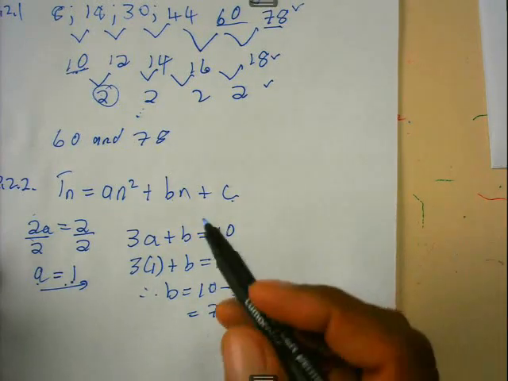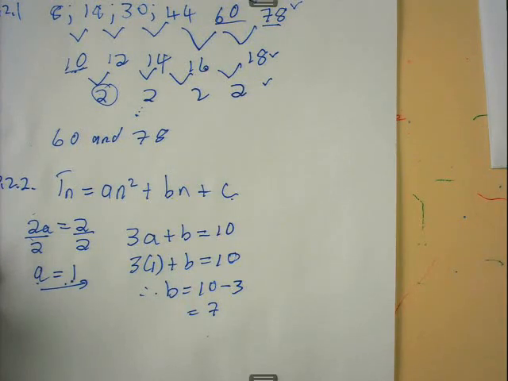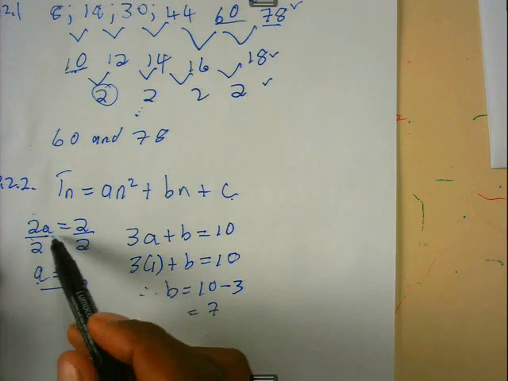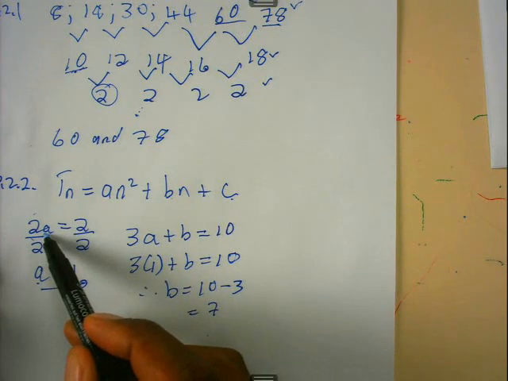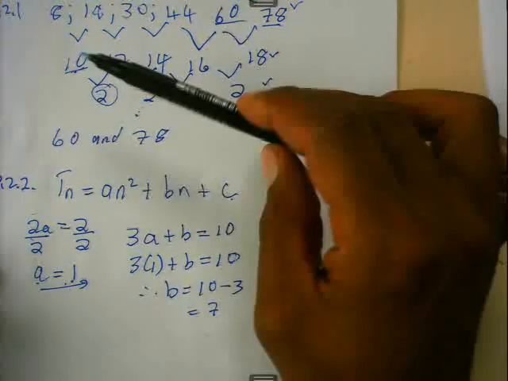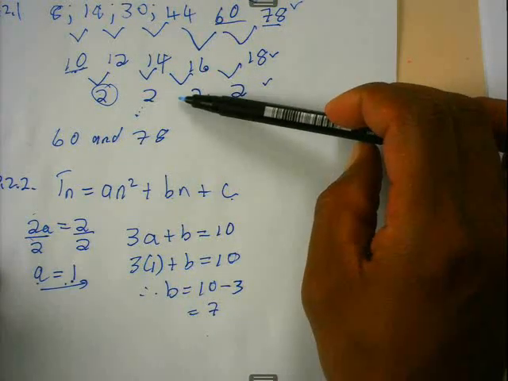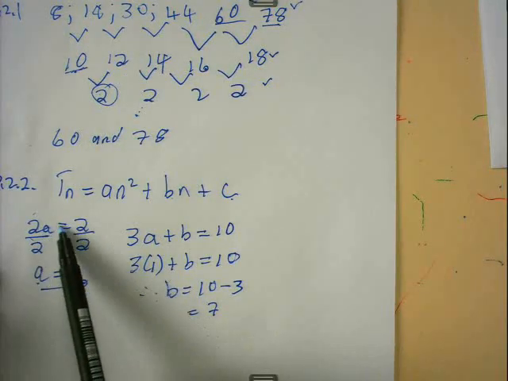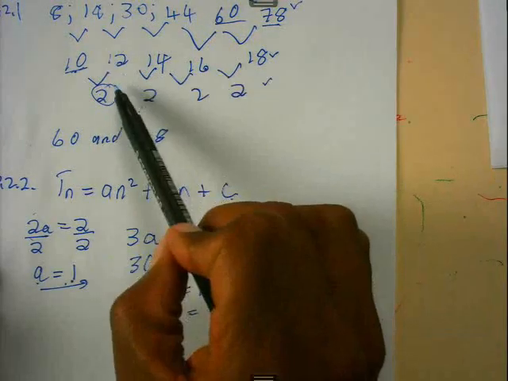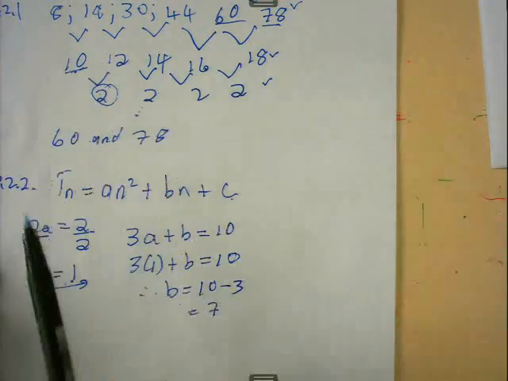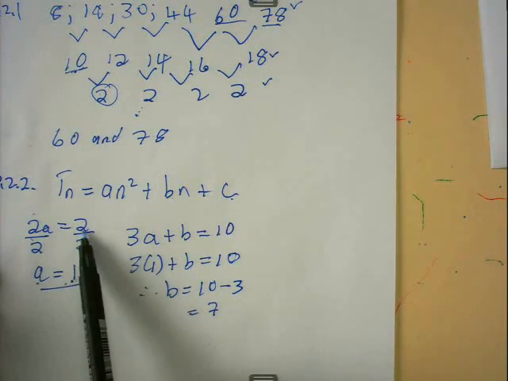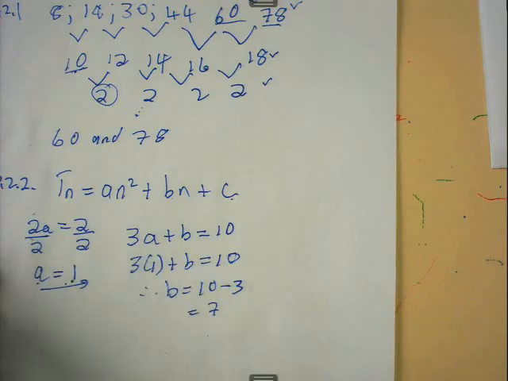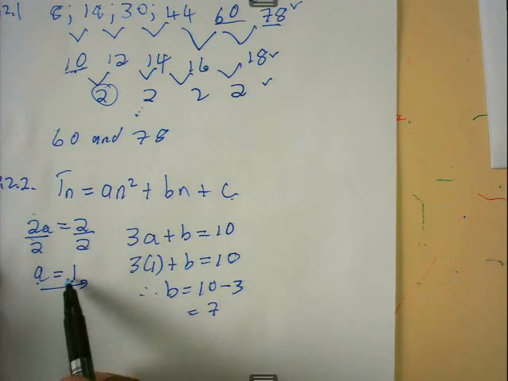Now we know the value of a, we know the value of b. Of course, boys and girls, to find a, remember 2a is the second difference always. You equate it to the second difference on the pattern. If the second difference is 1, then you will have 2a is equal to 1. But in this case, the second difference is 2. That is why we have 2a is equal to 2. Then you simplify, then that is why you have a is equal to 1.